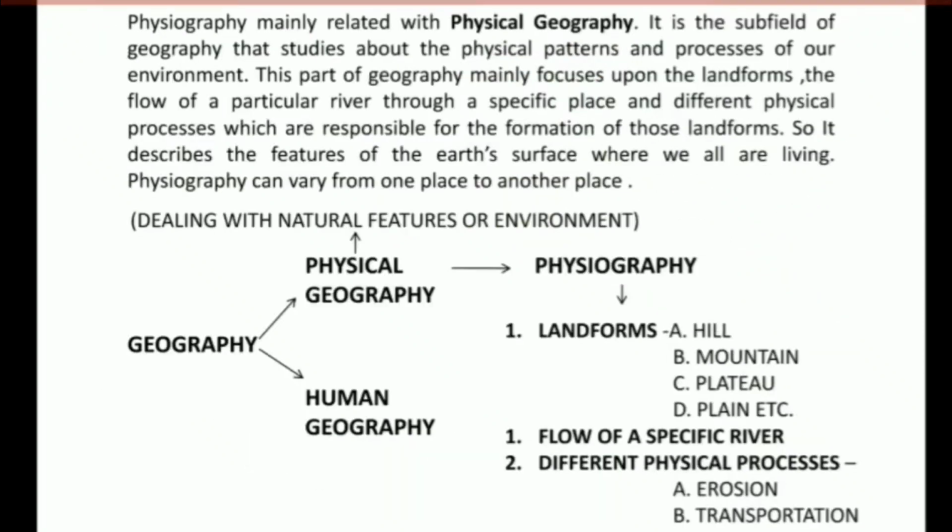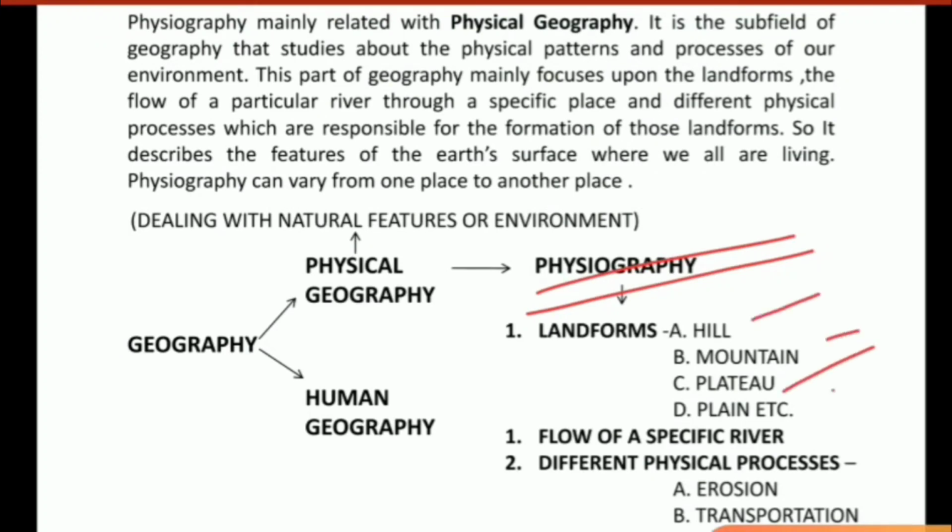Now, the term physiography. I have already mentioned that it is mainly related with landforms. We have several kinds of major landforms like hills, mountains, plateaus, plains, etc. But what is this landform? Just have a look.